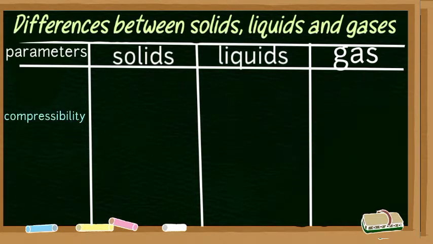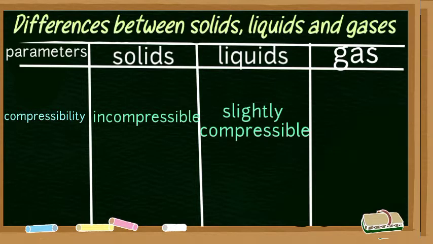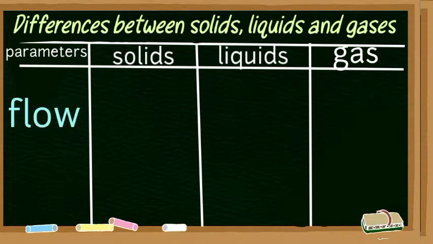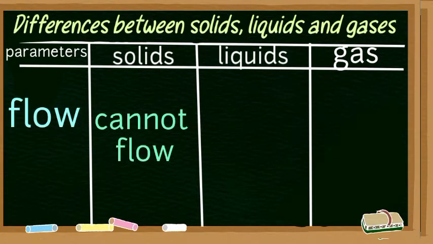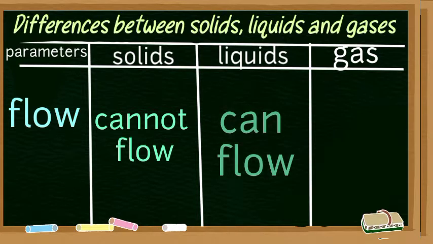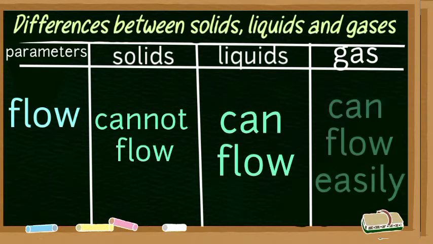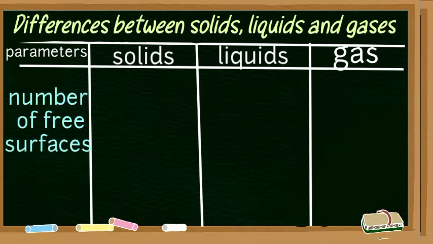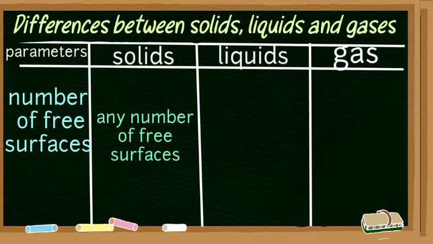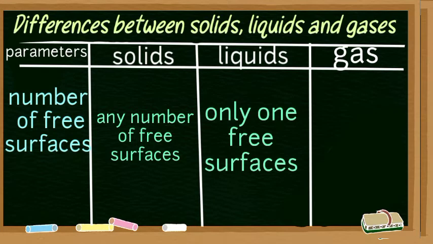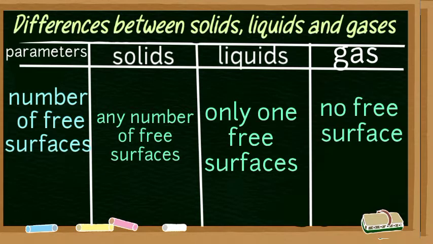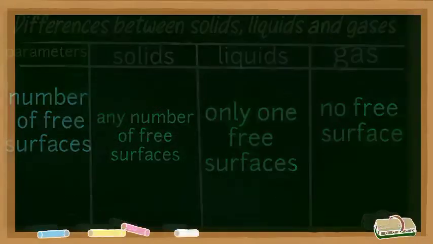Compressibility: solids are incompressible, liquids slightly compressible, and gases highly compressible. Flow: solids cannot flow, liquids can flow, and gases can flow easily. Number of free surfaces: solids have any number of free surfaces, liquids have only one free surface, and gases have no free surfaces.